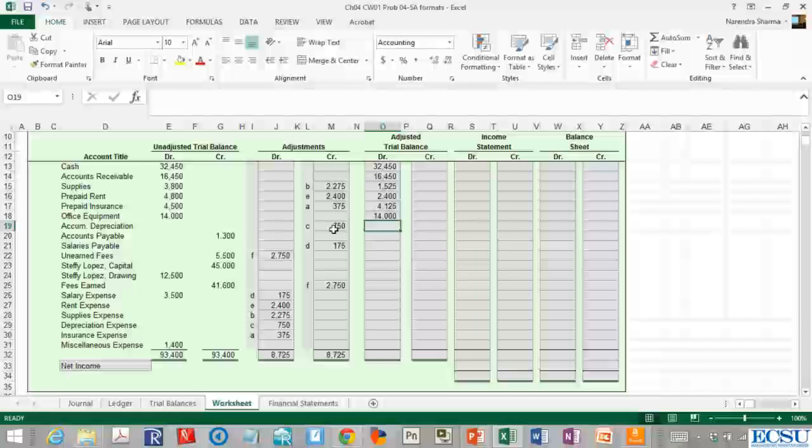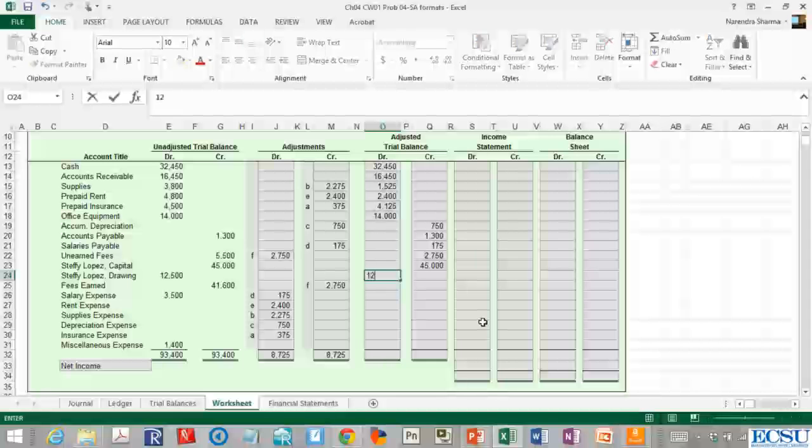Accumulated depreciation is just a credit, nothing was here, so we'll write on the credit side 750. Accounts payable, no adjustment, so on the credit side we'll bring it straight away here. Salaries payable, nothing here, so we'll bring that 175 straight away here. Unearned fees is a credit and a debit, so we'll get a credit total because the credit is higher than the debit, but we'll have to take out the difference. The difference will be 2,750, that's 5,500 minus 2,750.